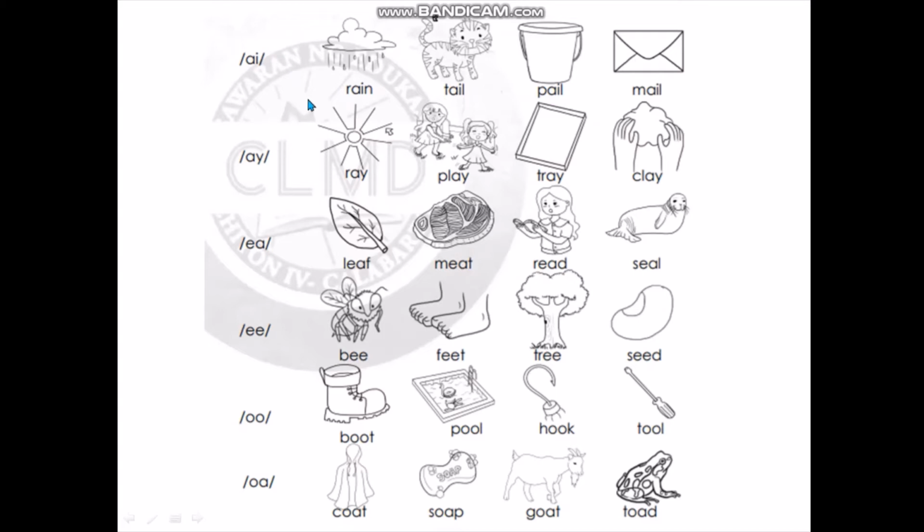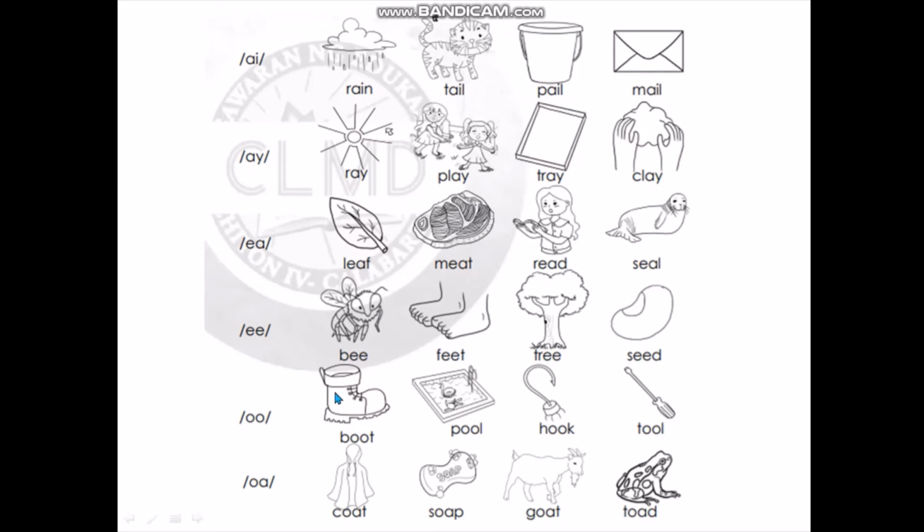Good job. Now let's read the second part. We have ray, play, tray, and clay. Now your turn. Very good. Now let's have this part. Leaf, meat, read, seal. Now your turn. Very good. Next, we have bee, feet, tree, seed. Now your turn to read.